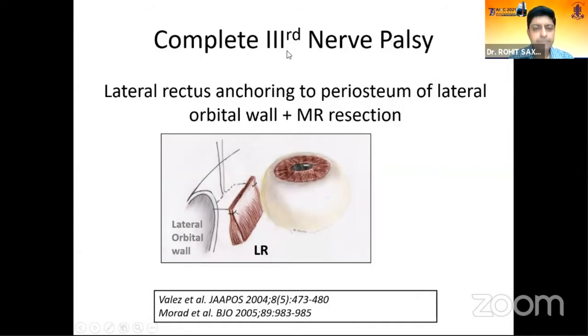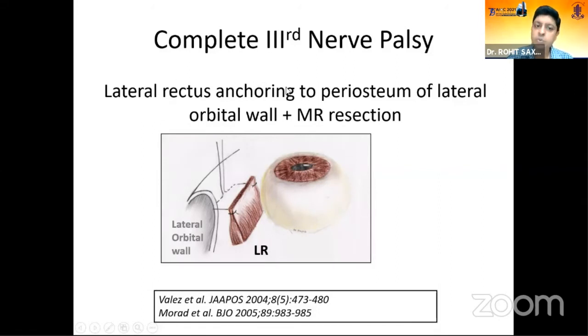When you're looking at complete or virtually near complete third nerve palsy with very poor medial rectus function, you know that any amount of recess-resect procedure is not going to actually benefit, and any amount of removal of the tendon and even some myofibrils is not going to provide any muscle action on the medial rectus. So there we are looking at alternative procedures.